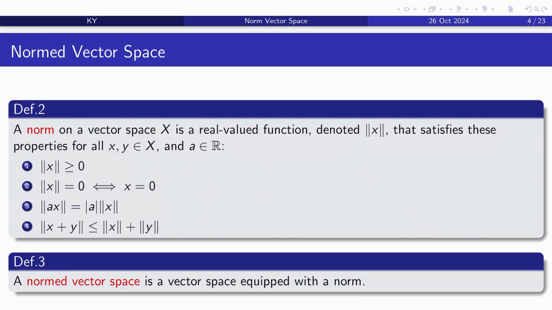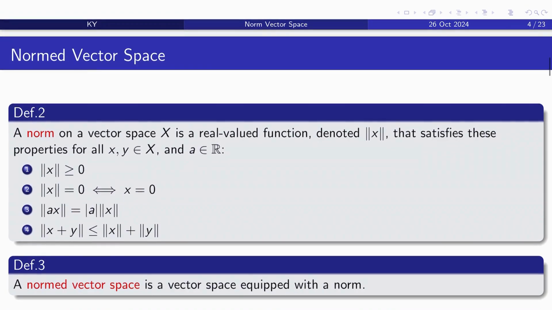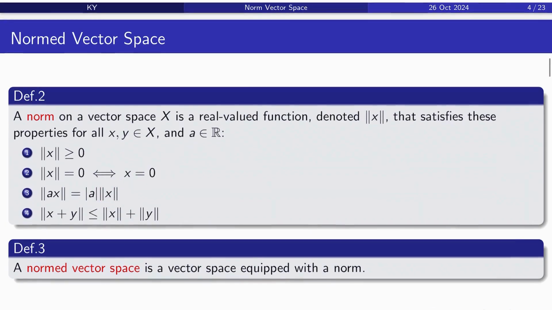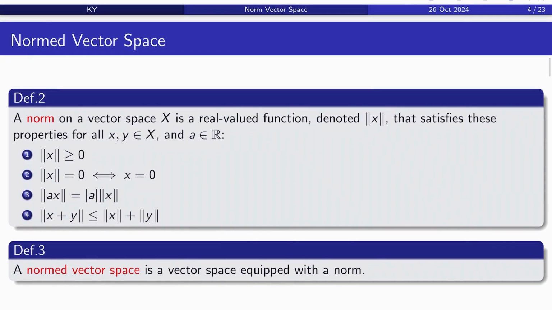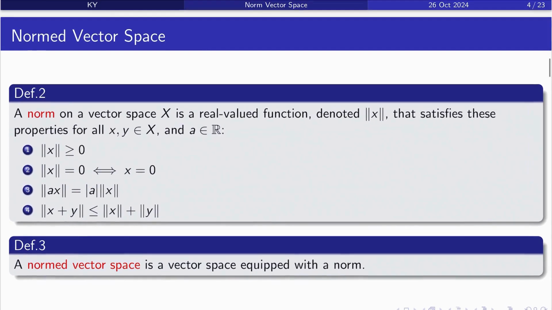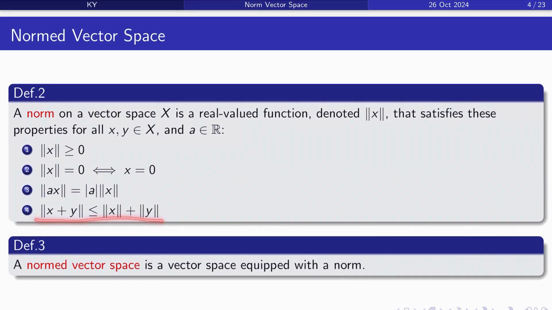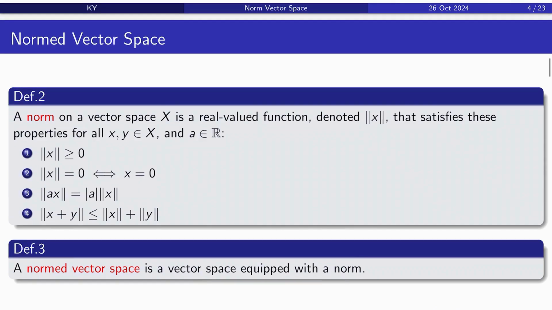And the third one right here is that if we scale the vector and then take the norm, it's going to be equal to the absolute value of the scalar times the norm of the vector x. And the fourth one is basically the condition we've seen in our usual triangle inequality, and that's what we have been discussing.